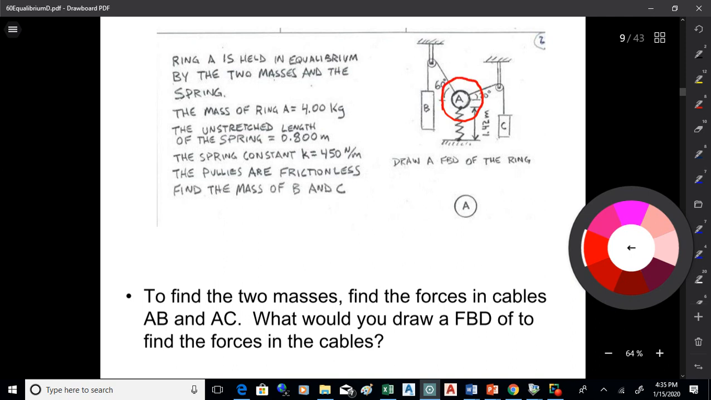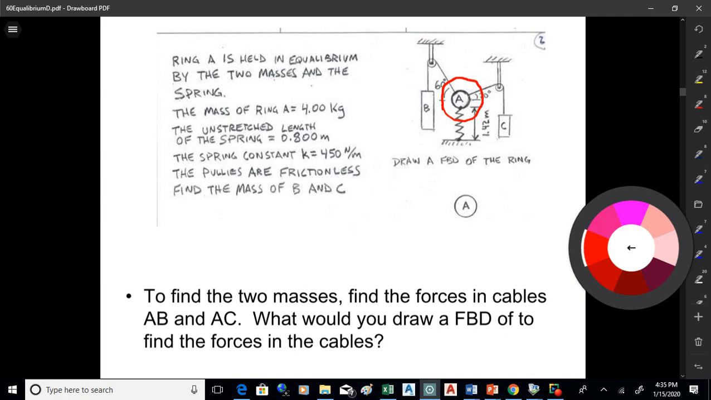Anything I cut through is what's called a contact force. So I'm cutting through three things, the spring and each of the cables. They are now contact forces, so I have to model those with forces on my ring. And that's where the term free body comes from. I'm cutting the ring free of all its constraints, and I'm going to model those constraints as forces.